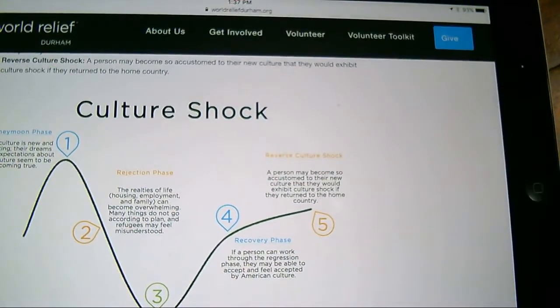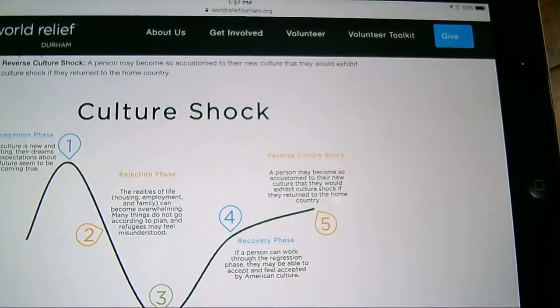Now, when they hit that level 5, they're so accustomed to what we do that they might have what we call re-entry shock. If they go back to their city or town or village or wherever they have come from, they might have re-entry shock. And some of you may feel this when you go back home to visit your family. Even if you're in the same language, going back can be shocking and lead to feelings that you may not have wanted to feel. That is re-entry shock.